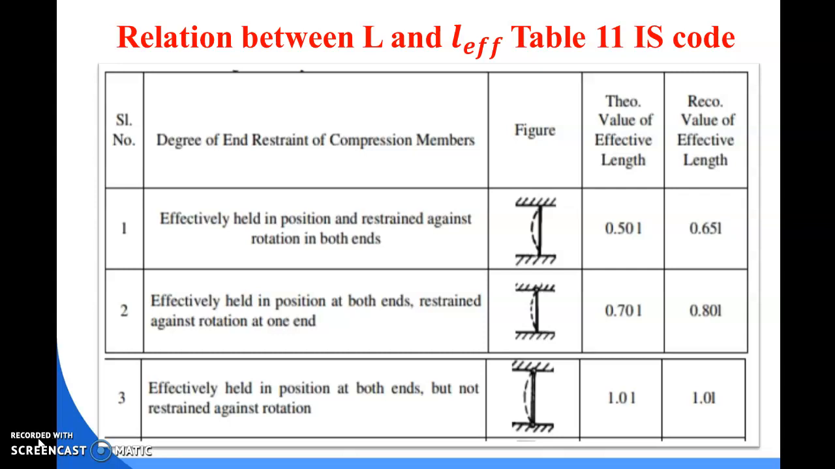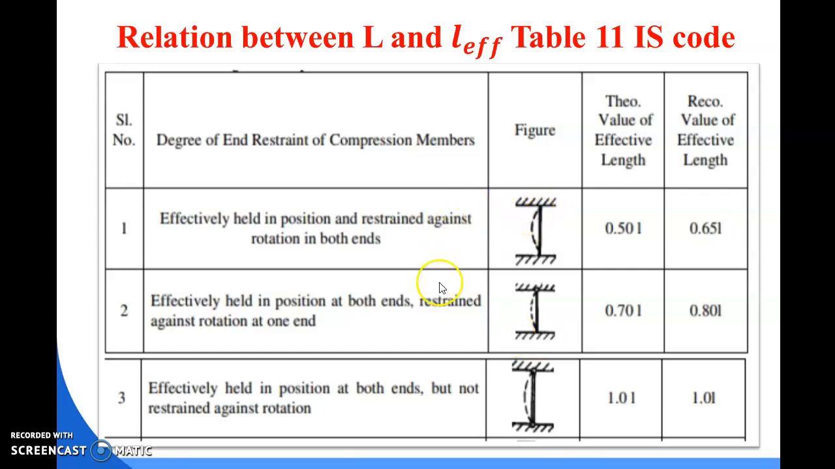So in the last class we started your chapter 4 and today we will discuss the relationship between actual length and effective length, which is already given in table number 11 in IS code 800:2007. So I told you in the last class about these three types of condition, which is known as your end conditions of the column section.